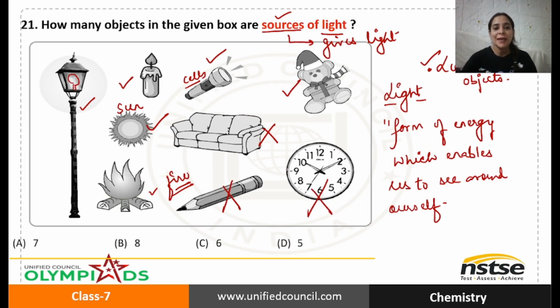So in this case, how many objects are sources of light? 1, 2, 3, 4, 5. So how many sources? 5. And that is the reason the correct option is option D. I hope you understood what exactly light is and how you can categorize objects as luminous or non-luminous, and what we mean by source of light. So this way you have to attempt all the questions.